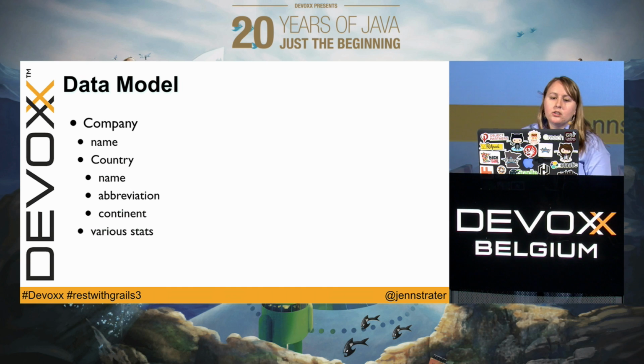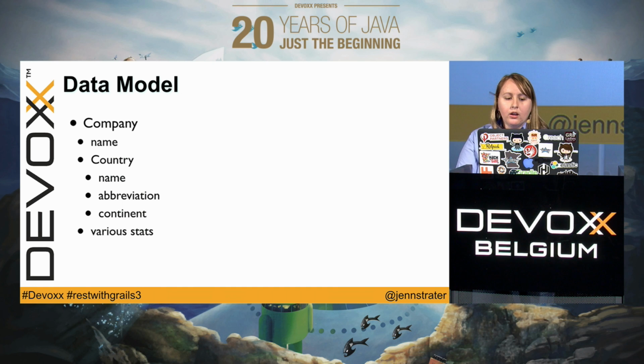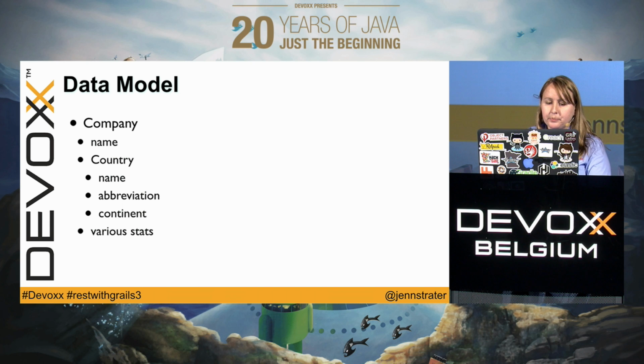So my data model looks a little bit like this. Each company has a name, and there's an embedded country. The country has a name, abbreviation, and continent. And there are various statistics as well. For this, I'm just going to talk about the name and the country. The statistics are in the demo, though.